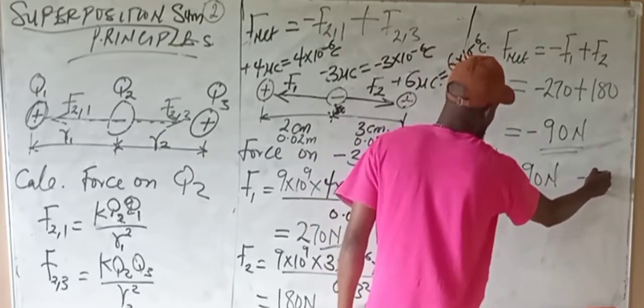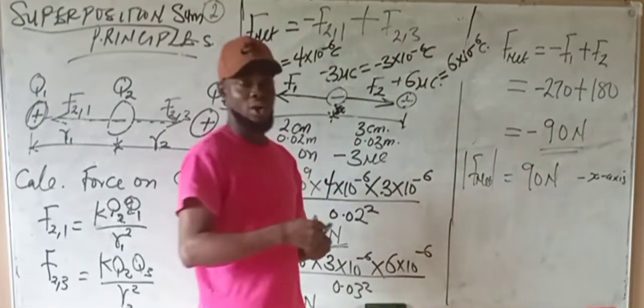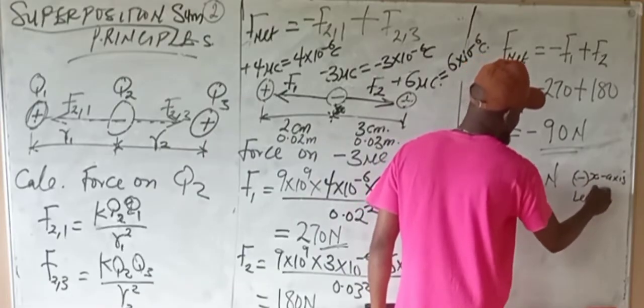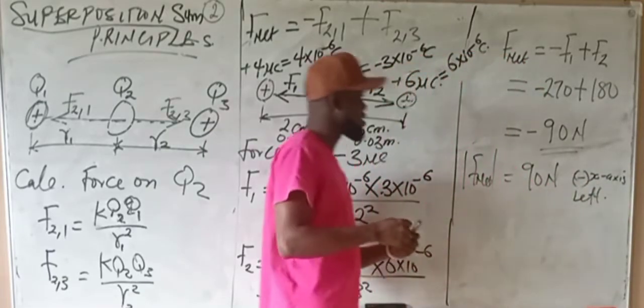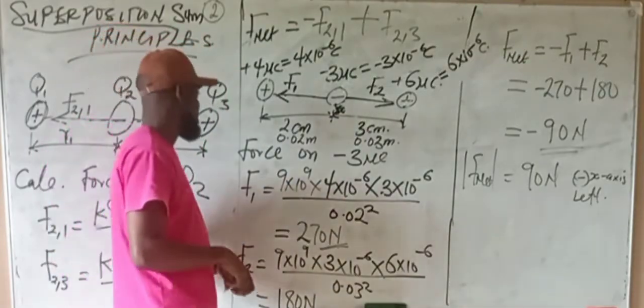So the magnitude of this force is 90 newtons, and the direction is with what? The negative x axis. It's going to the left, to the left-hand side, towards the negative x axis.